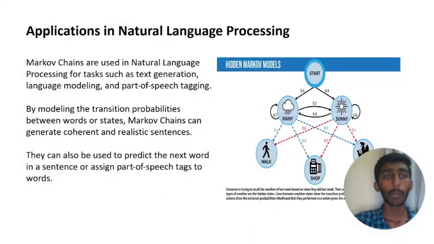Let us see what are all the applications in natural language processing. Markov chains are used in natural language processing for tasks such as text generation, language modeling, and part of speech tagging. By modeling the transition probabilities between the words or states, Markov chains can generate coherent and realistic sentences. They can also be used to predict the next word in a sentence or assign part of speech tags to words.